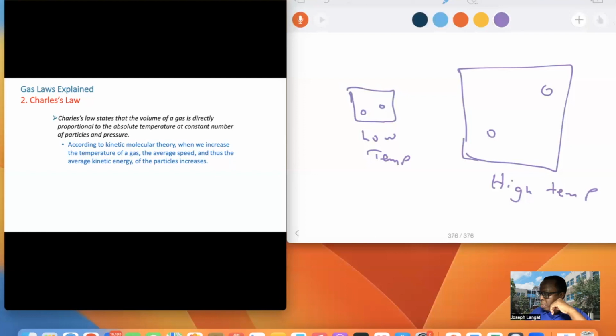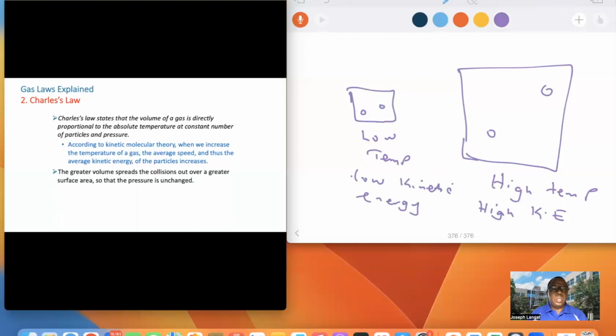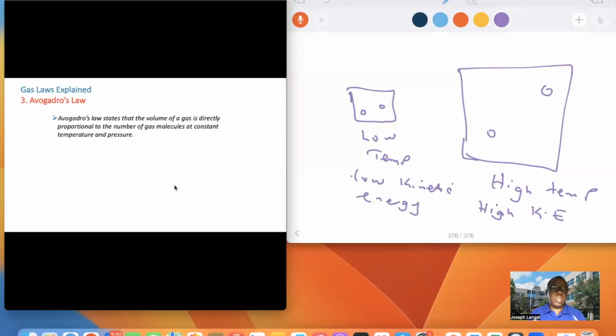So here, this will have high kinetic energy. Here is low kinetic energy, or average kinetic energy for gas particles. So the greater the volume, it spreads out the collisions over a greater surface area, so the pressure is unchanged. The pressure is unchanged with that.